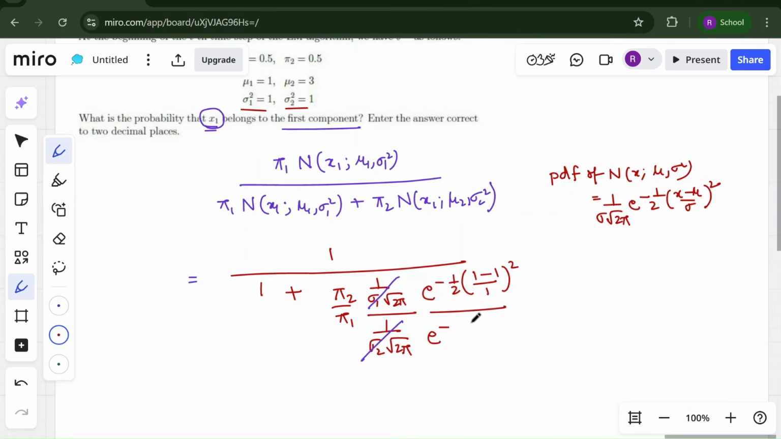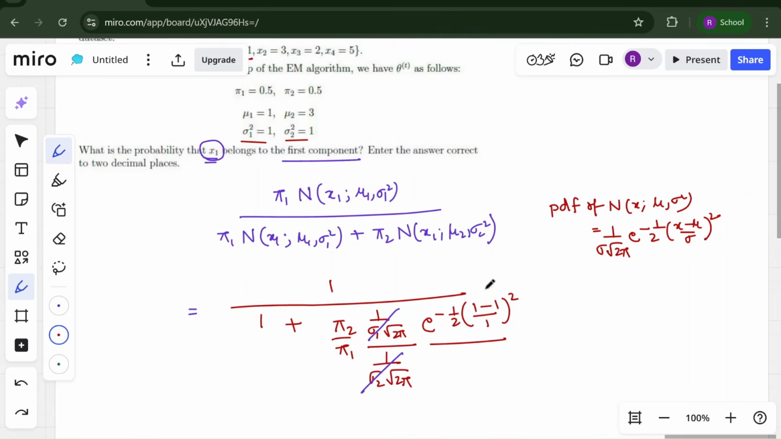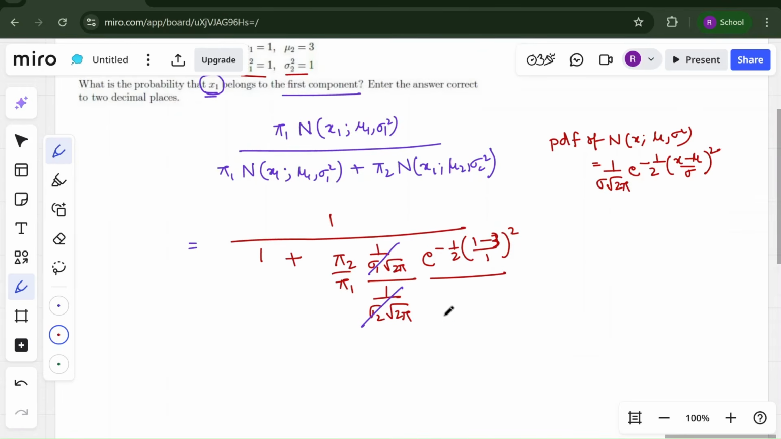My bad, just a second. This should be normal of x1 with mu2 and sigma 2 square. So this should be 1 minus 3 by 1, whole square. And in the denominator you will have e to the power minus half times (1 minus 1 by 1) whole square. This term is 0, so this entire term turns out to be equal to 1 because e to the power 0 is 1. And this entire term turns out to be e to the power minus 1 by 2 times 4, that is minus 2.